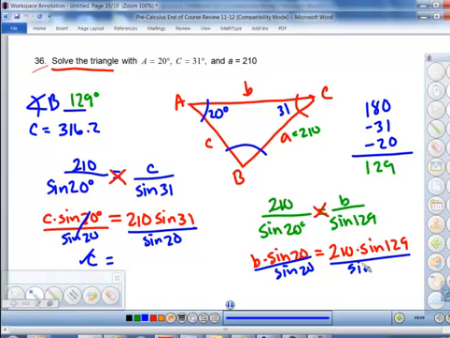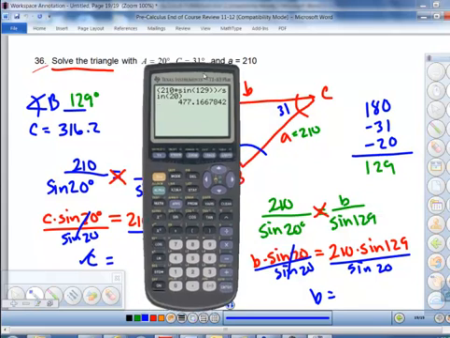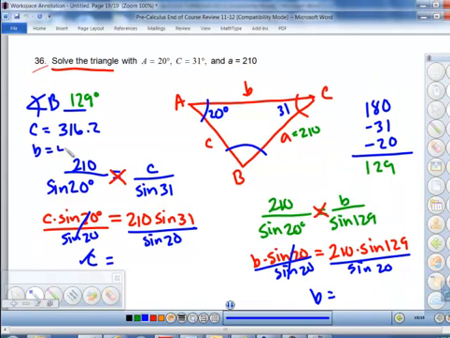And then that's what our side b is going to be. So let's get my calculator out. It's still in degree mode, so we're all set. So I'm going to go parenthesis 210 times sine 129. Okay, close the parenthesis. Notice that's in my numerator. Then I'm dividing by sine of 20. Okay. Press enter, and then that's what my side is. Now, since that's a huge side, that makes sense. Okay, so side b is going to be 477.2. So that's the whole triangle solved. We found everything.